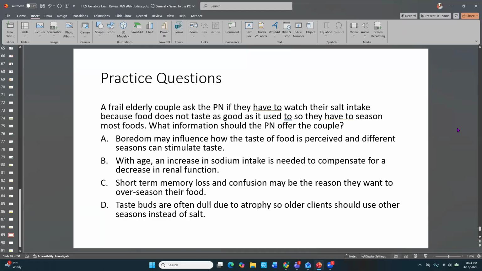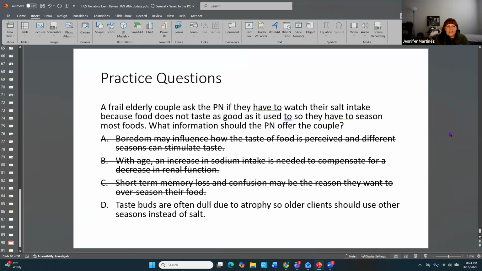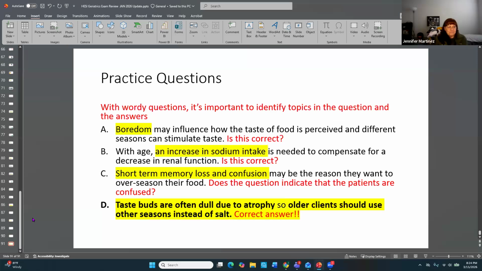I think I'll go with the last one, D. Very good. Yes, absolutely. Taste buds are often dull due to atrophy, so we should use other seasonings instead of salt, right? We don't want to use salt in excessive amounts, I should say. All right, good job. Does anybody have any questions?